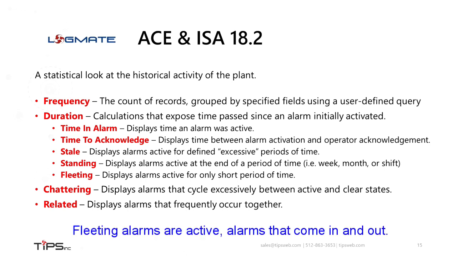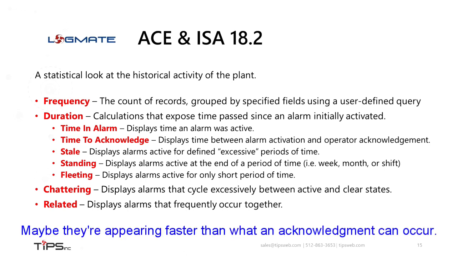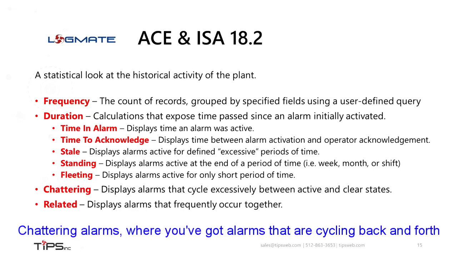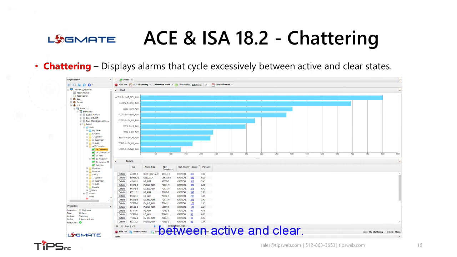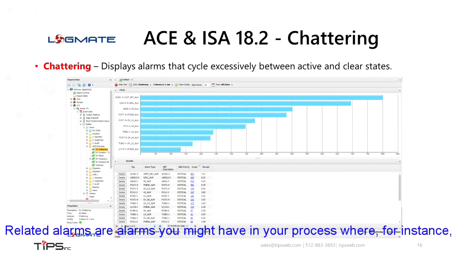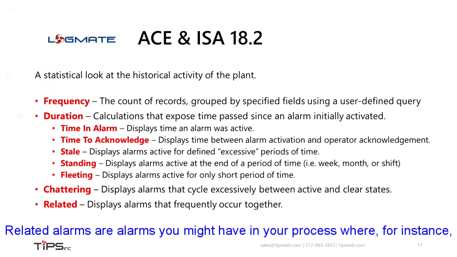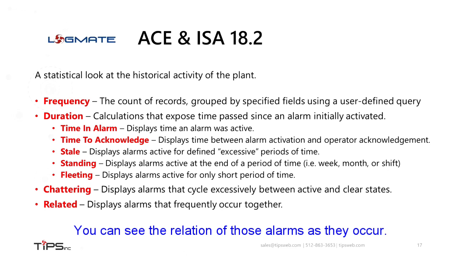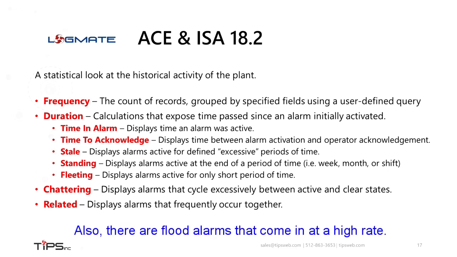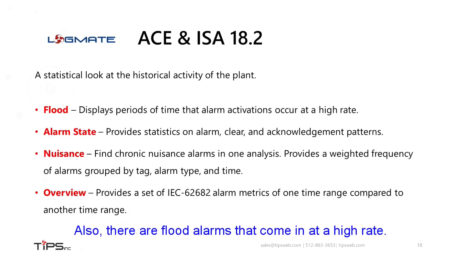Fleeting alarms are active alarms that come in and out. Maybe they're appearing faster than an acknowledgement can occur. Chattering alarms are alarms that are cycling back and forth between active and clear. Related alarms are alarms you might have in your process where, for instance, a tank level is measured as well as the flow, and they affect each other. You can see the relation of those alarms as they occur. Also, there are flood alarms that come in at a high rate.